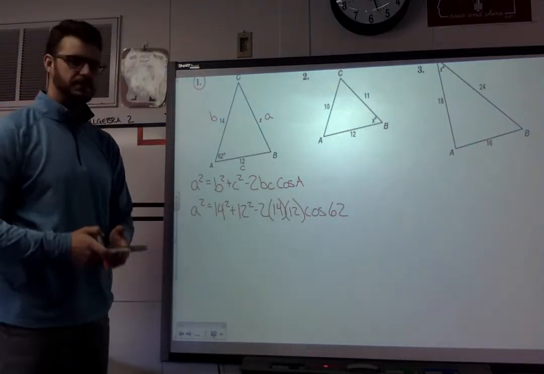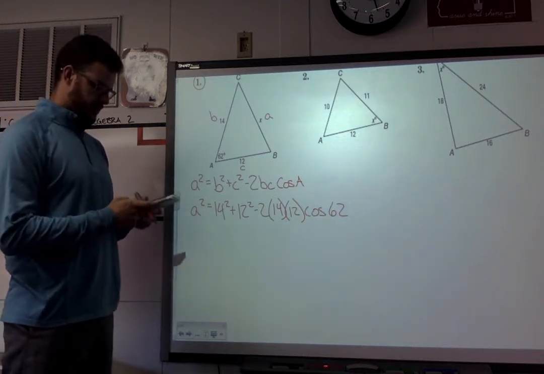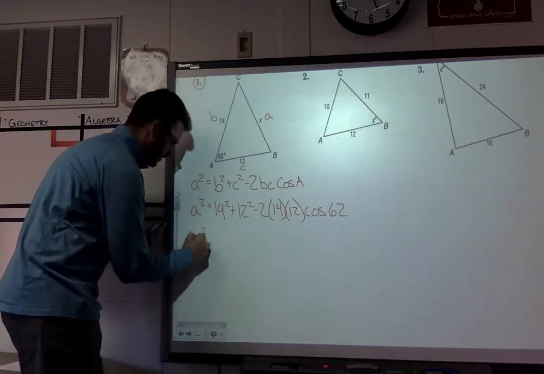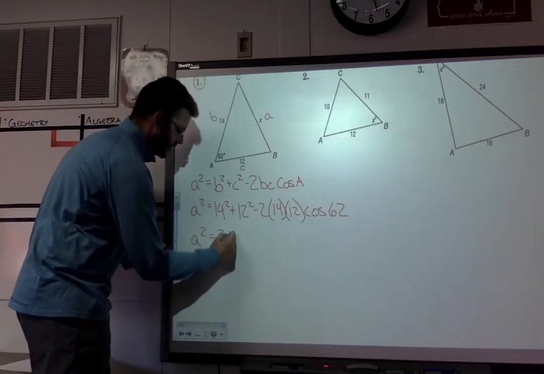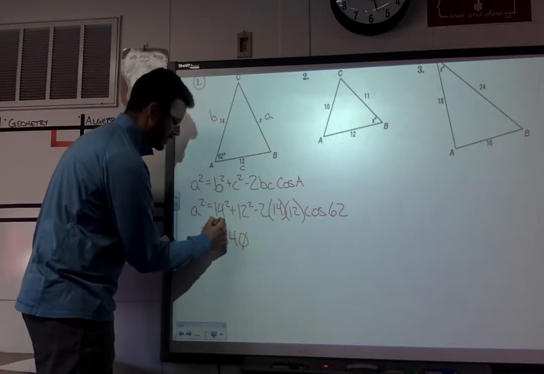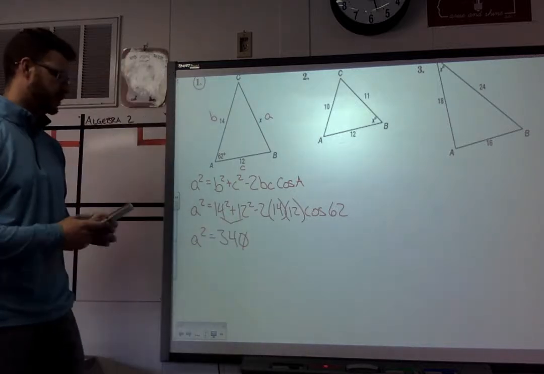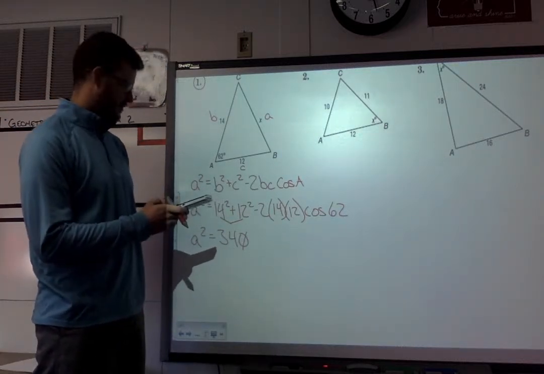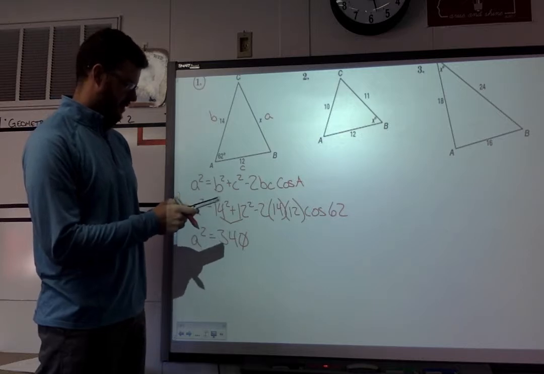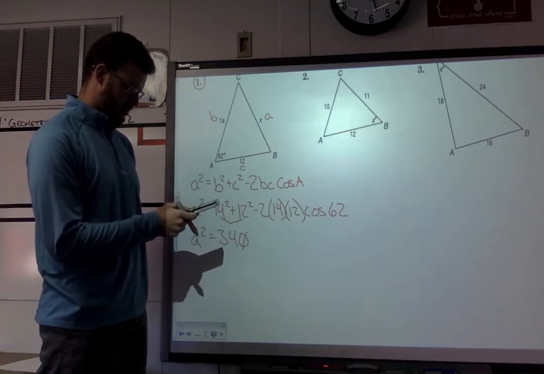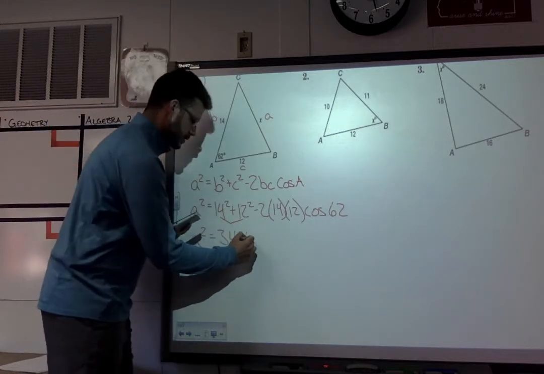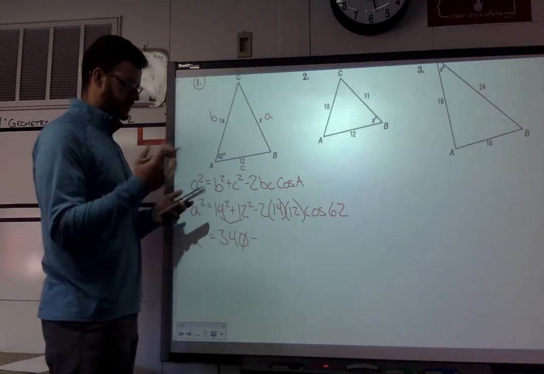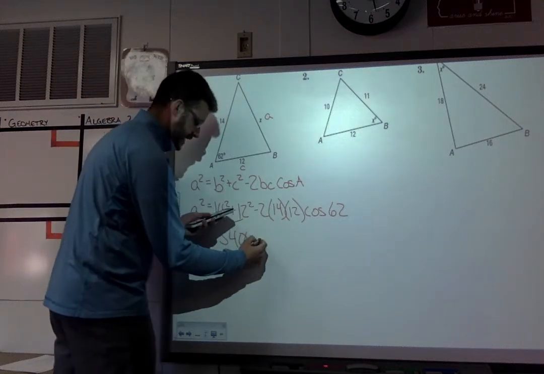Now I just need to simplify this. So I'm going to go ahead and do 14 squared plus 12 squared. I'm going to get A squared equals 340. Again, that was 14 squared plus 12 squared. Then I'm going to do 2 times 14 times 12 times the cosine of 62, which gives me 157.742. I'm going to go ahead and round to the nearest tenth.